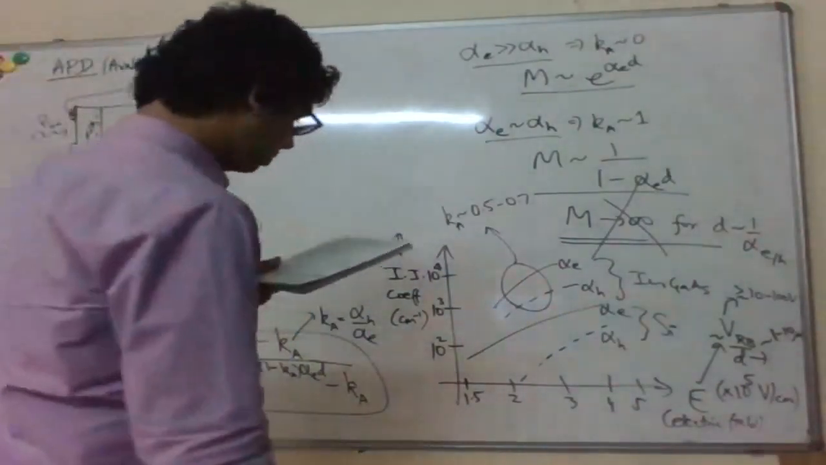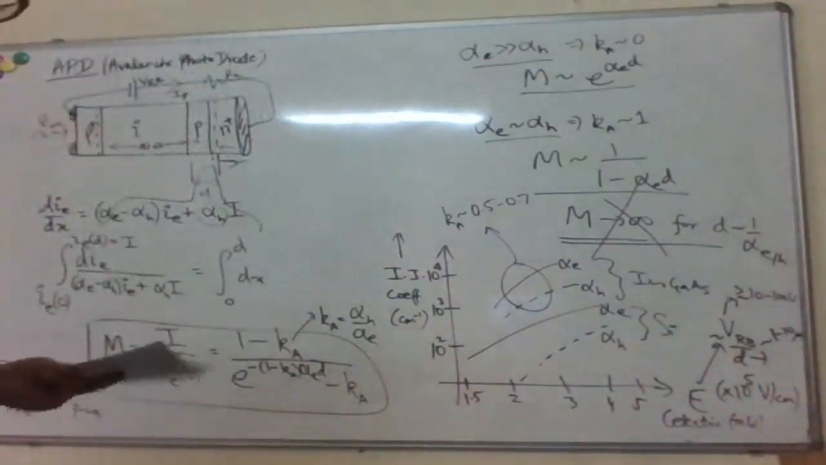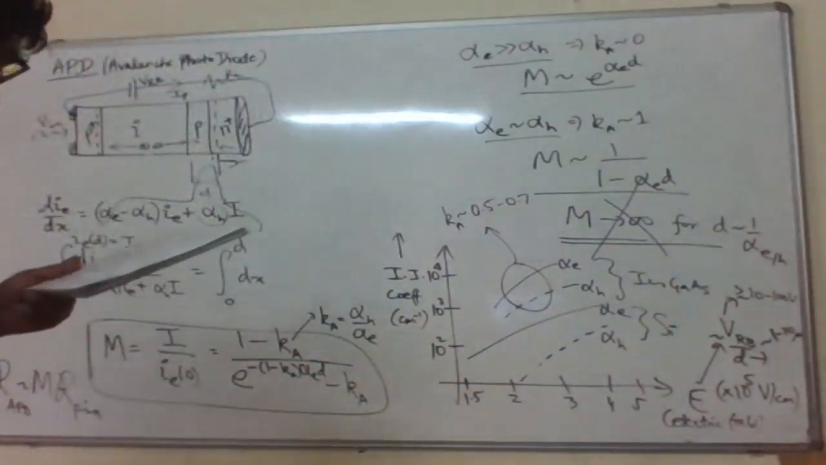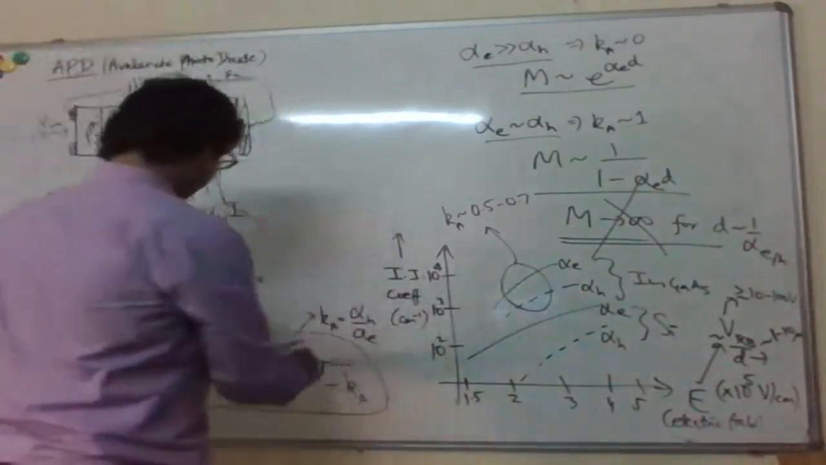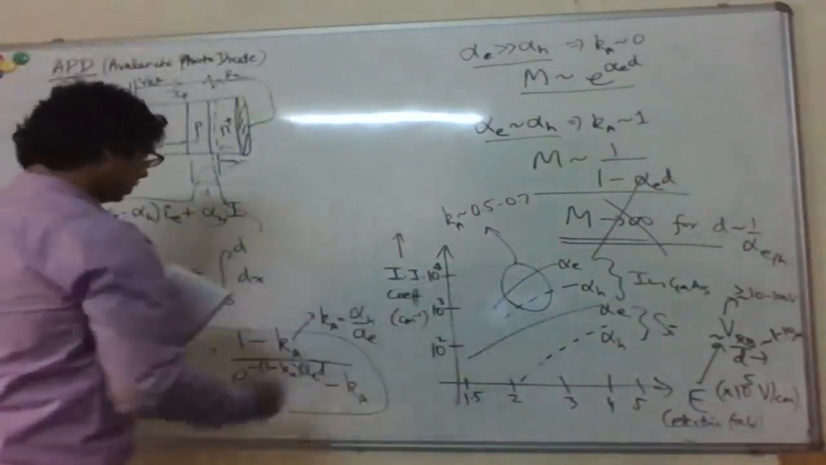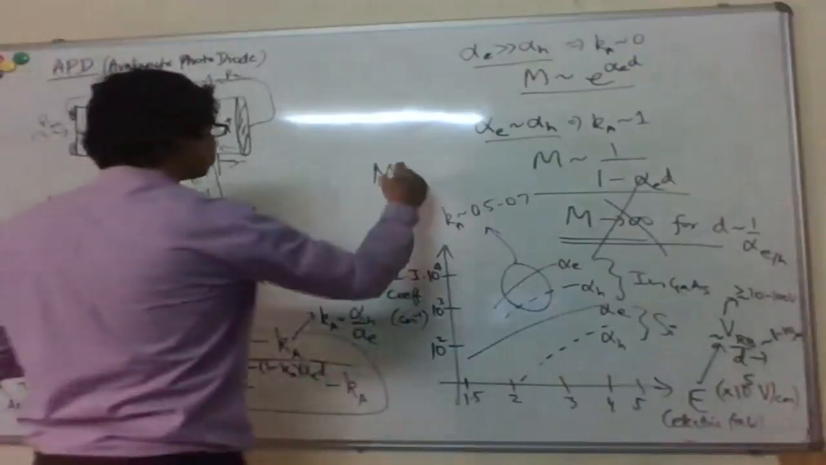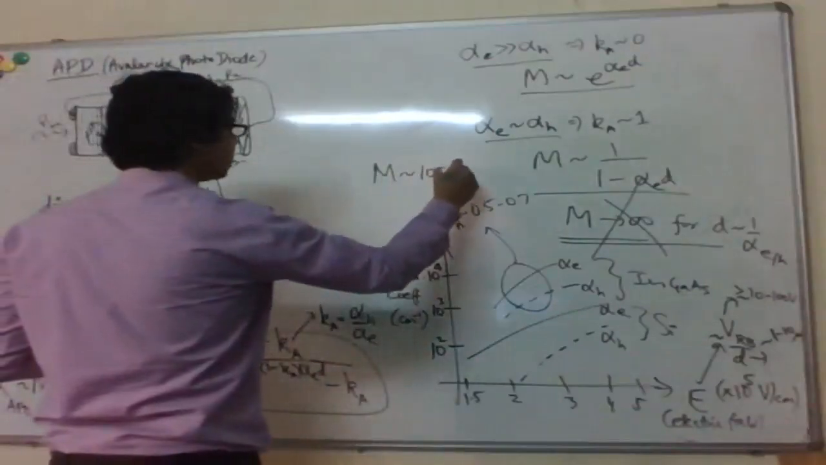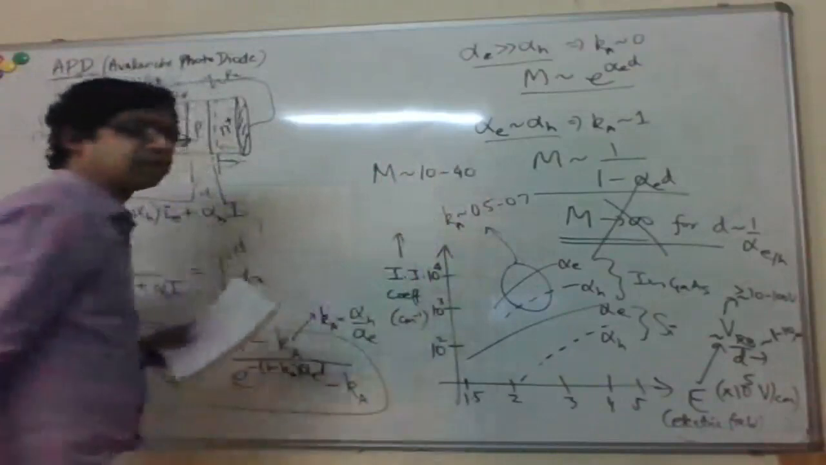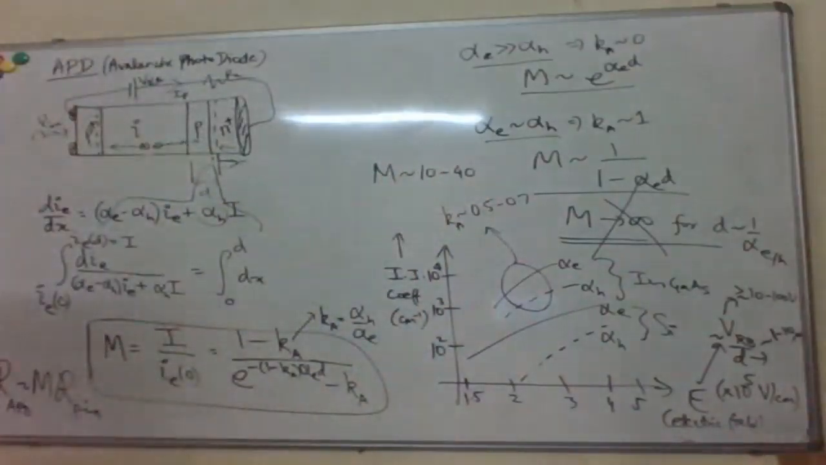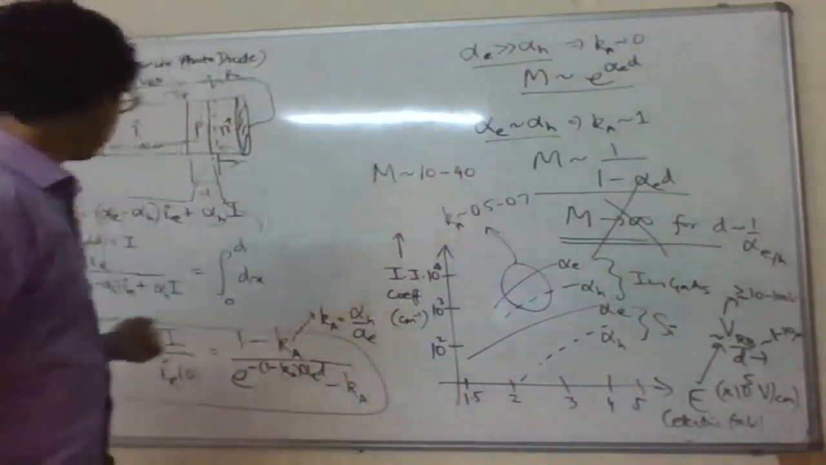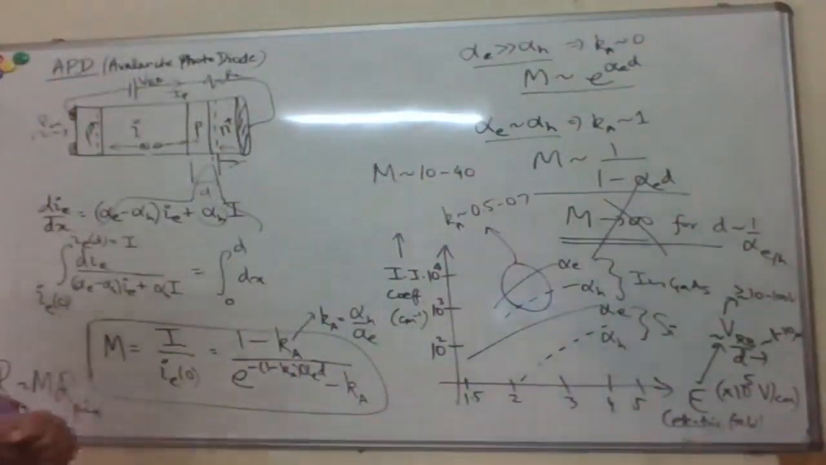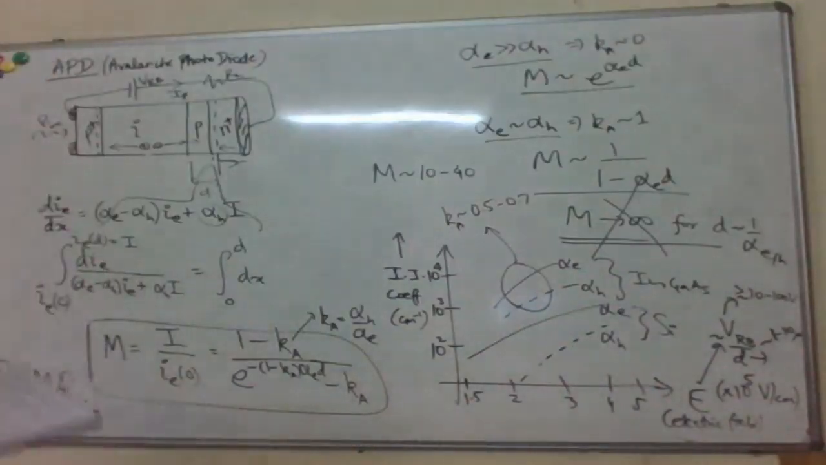Okay, so that's great. Of course, we get a huge multiplication here, right? For these typical values, the multiplication factor one can get is maybe from 10, let's say, all the way up to 40 maybe. So the current that you get out of APDs is at least an order of magnitude, maybe almost up to 2 orders of magnitude larger than what you get out of the pin photodiode.